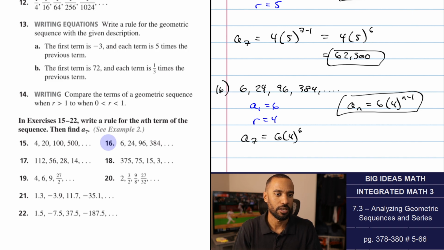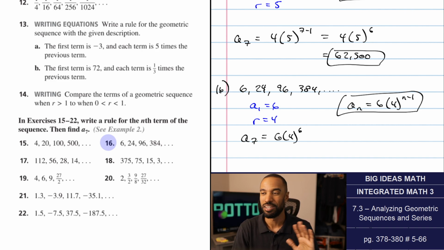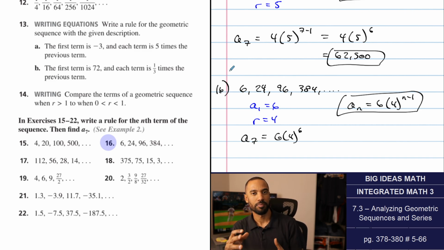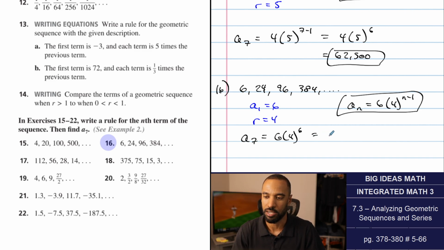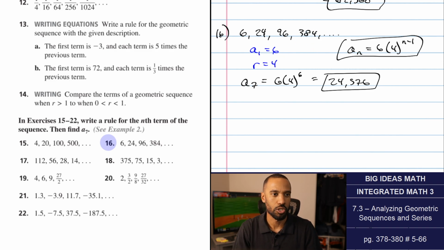Now again, let your calculator do the work for you. The 7 minus 1 portion we did in our head. But don't try and do 6 times 4 first and then raise it to the 6th power. You're going to get a different answer. Your order of operations says you need to raise to the exponent first and then multiply. So let your calculator do it.